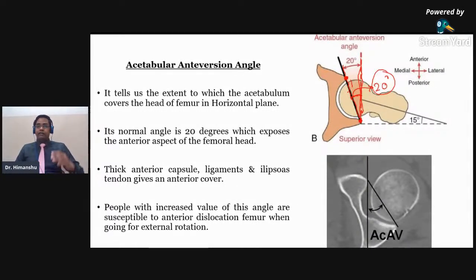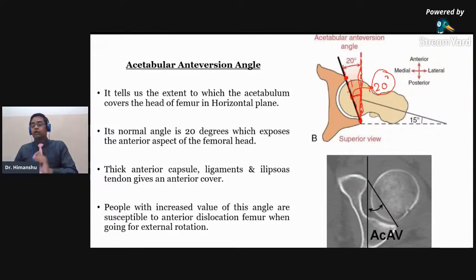If you have greater angles, more of the anterior margin will be exposed. That is the reason why we require more soft tissue, ligamentous or muscular support anteriorly. We have the iliofemoral ligament, the pubofemoral ligament, and the iliopsoas muscle, which strongly support the anterior aspect of the joint, so that anterior dislocation of this joint can be prevented. The thick anterior capsule, ligaments, and iliopsoas tendon give an anterior cover.